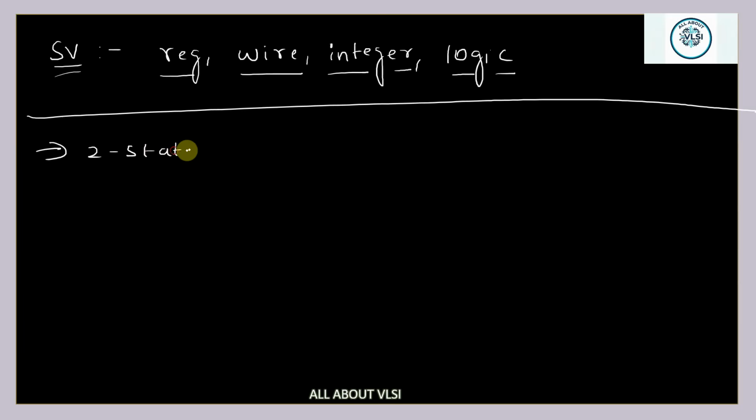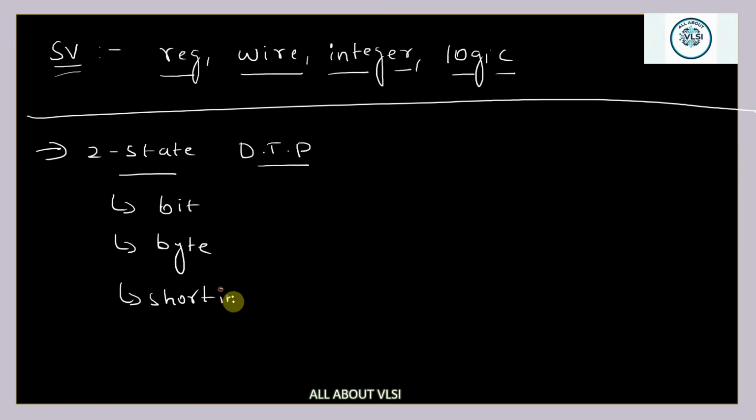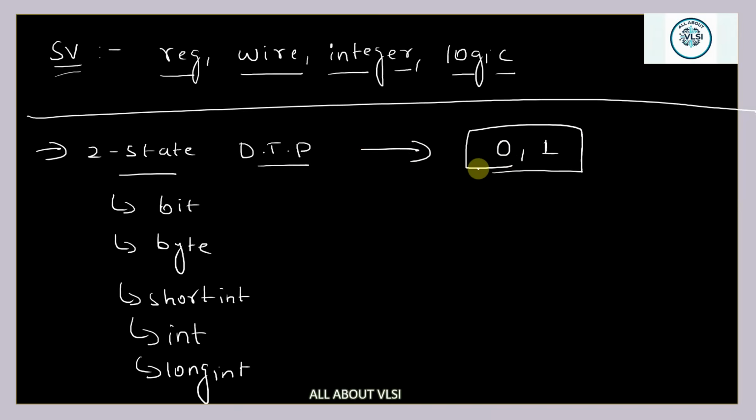Now coming to two-state data types. So these two-state data types we have, let me write down. So we have bit, byte, shortint, int, and longint. So these are nothing but my two-state data types. Now, what do you mean by two-state data types? It means these data types can have only two values, that is zeros and ones.